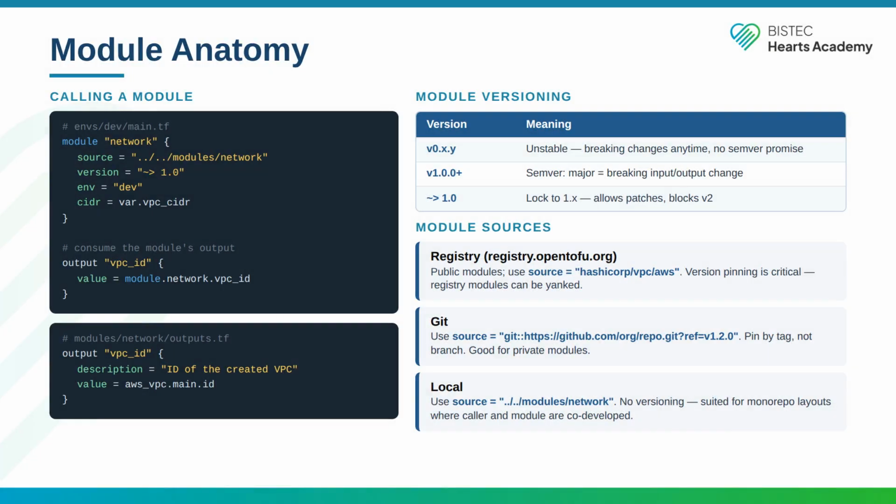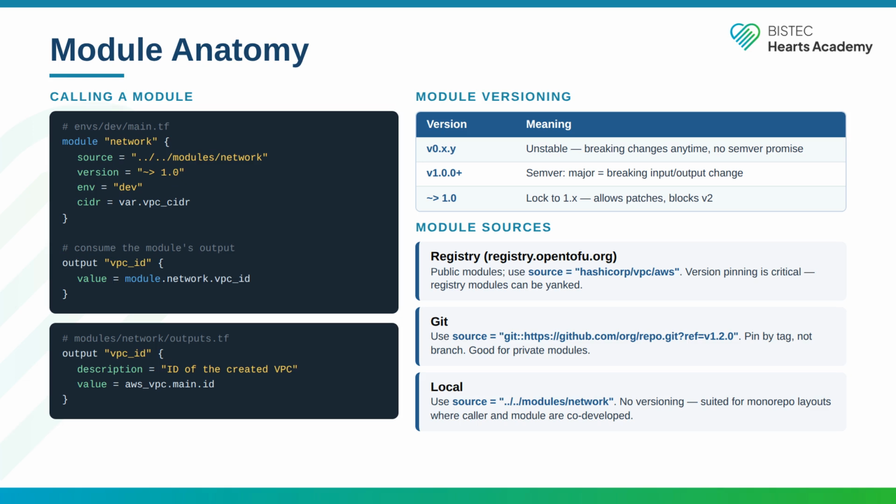Modules are the unit of reuse in OpenTofu. A module is a directory of .tf files with defined inputs and outputs that you call from a parent configuration using a module block. The public API of a module has two parts. Variables are the inputs. Outputs are the return values. This is the module's contract. Callers depend on it, and changes to it can break callers.